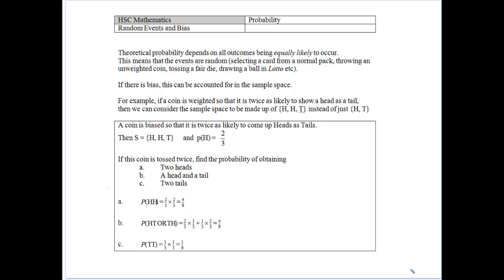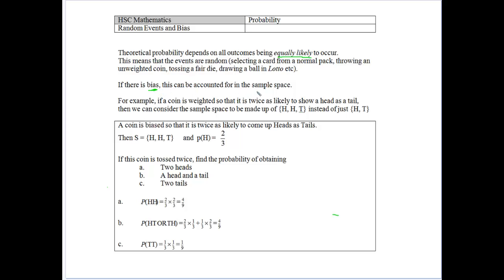Now, we talked already about the idea that the probability we want depends on all our outcomes being equally likely to occur. So, as I said, drawing cards from normal packs, throwing an unweighted coin, tossing a fair die, drawing a ball in lotto. So everything has an equally likely outcome. But what if we get bias there? What if something isn't an equally likely outcome?